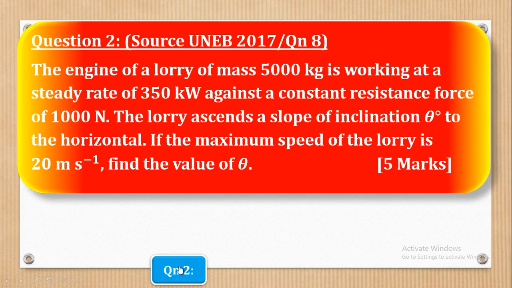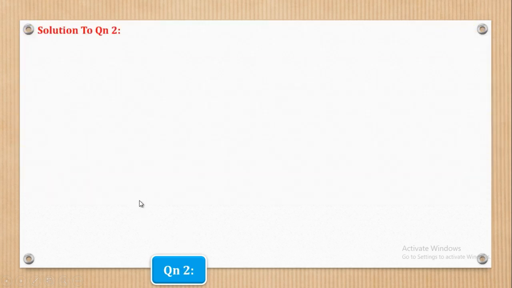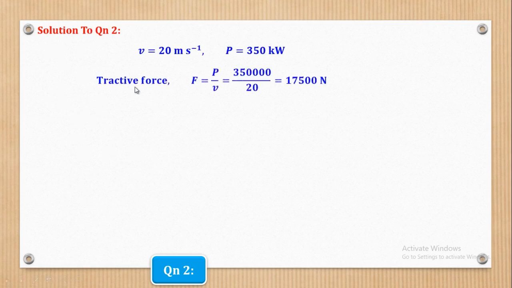So the first thing to do is to show the force diagram. So this is what we are given, and we know that power is equal to force times velocity, therefore force will be equal to power over velocity. The power is in kilowatts, so you have to change it to watts. That's why you see here 350,000. The velocity is in meters per second, so it is 350,000 over 20 to come up with our attractive force being equal to 17,500 newtons.